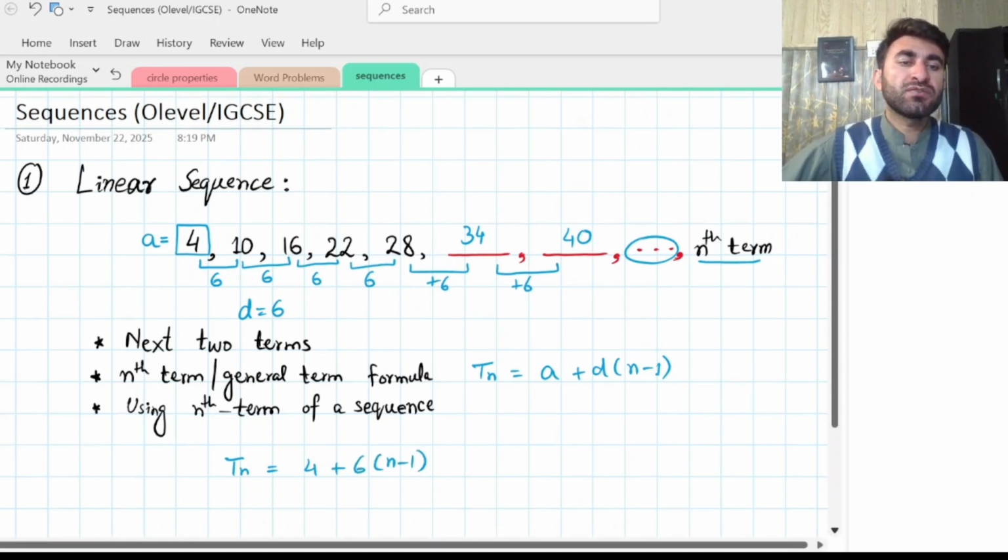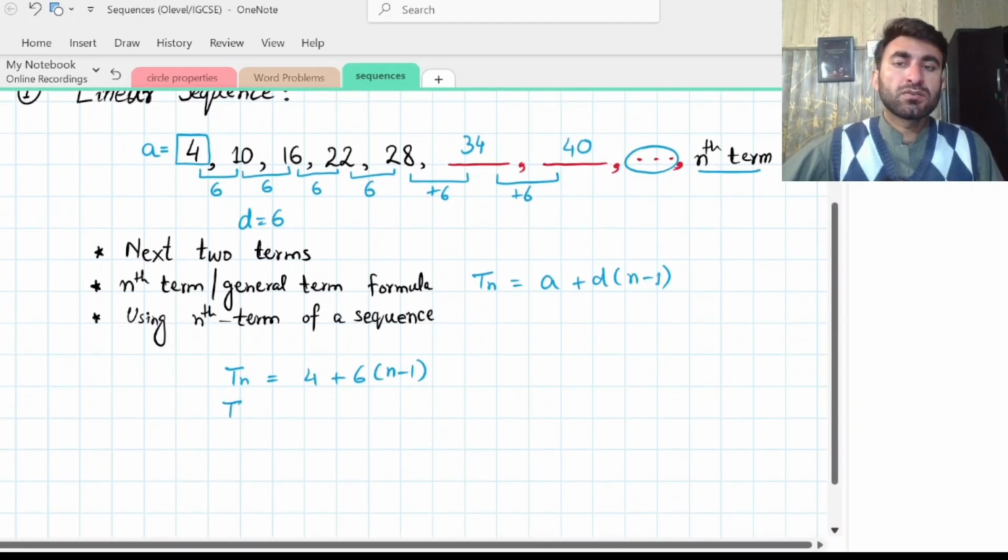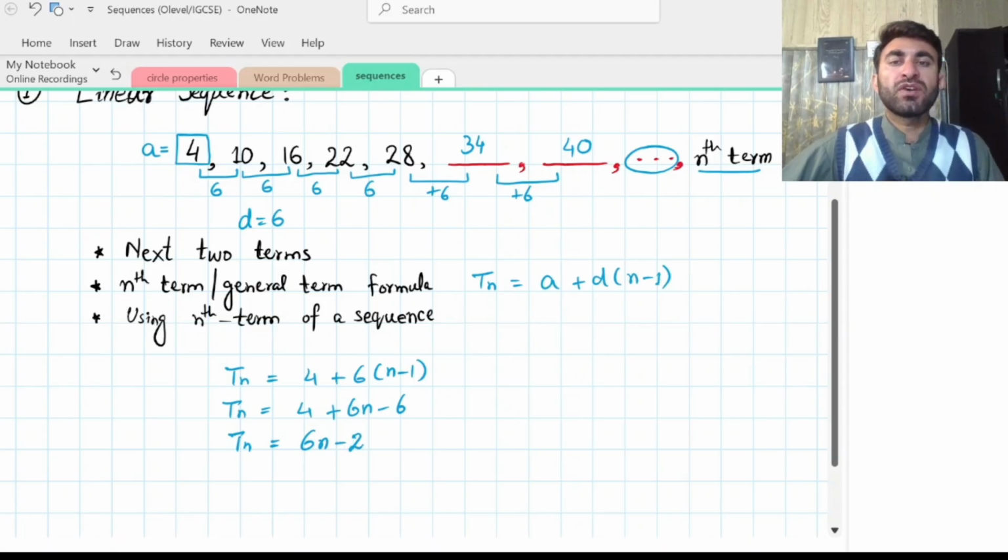Let us simplify it first. 4 plus 6n minus 6, and the simplified form of the nth term becomes 6n minus 2. So this is the formula for the nth term or the general term formula for the given sequence. We can see that it is a linear expression in n. Now the third thing was using the nth term of a sequence. We can use the nth term of this sequence to generate any term of the sequence.